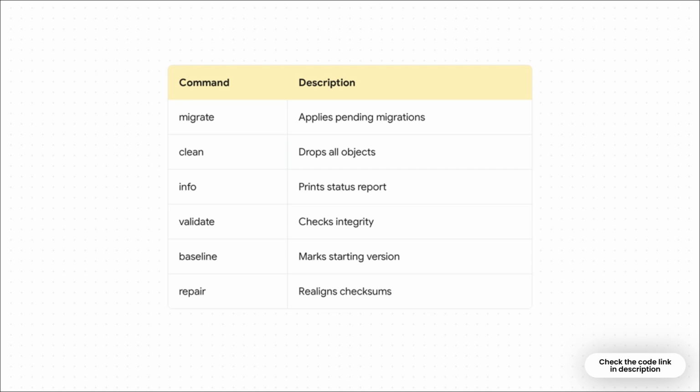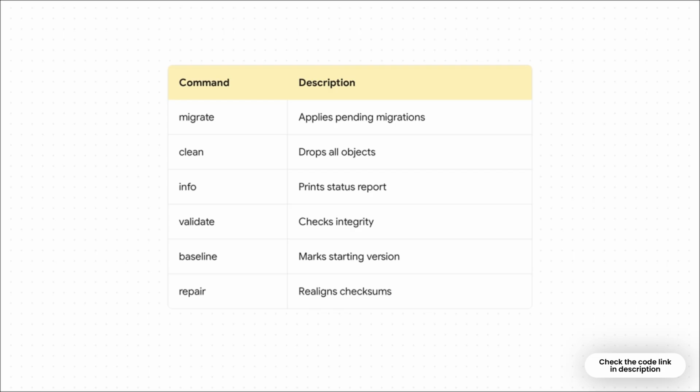Next is clean. Now, please listen to me very carefully on this one. Clean drops absolutely all objects within your schema. It's fantastic for wiping a local development or maybe a testing environment, but you must never, ever run this command in a production environment. Seriously, just don't do it.